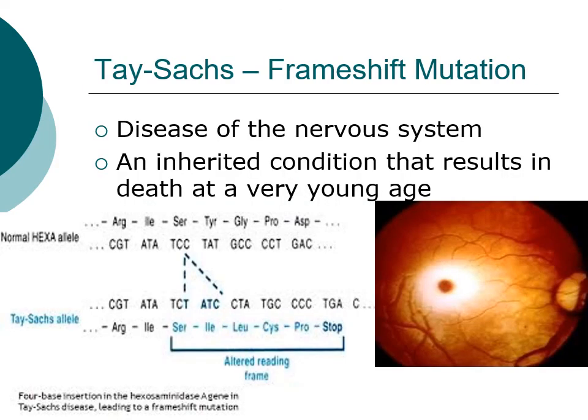So an example of a frame shift would be Tay-Sachs disease. Tay-Sachs is really awful. It's a disease of the nervous system. Babies are born normal, and when they have Tay-Sachs, it alters one of their proteins, and it builds up fatty tissue in their brain. And as that builds up, the babies become more and more mentally handicapped over time until they eventually die, usually pretty young, between 3 and 5 years old.